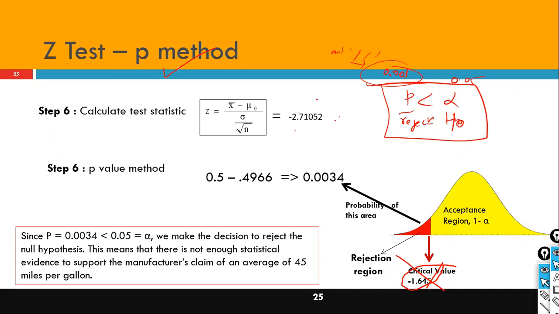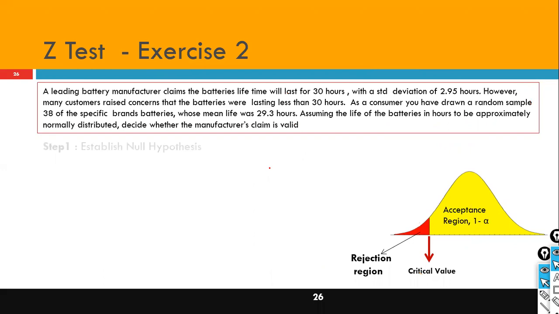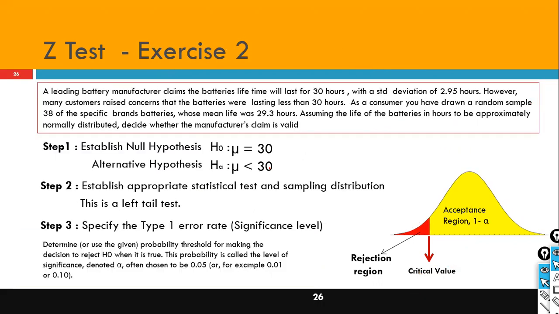Here, look here, this is my z value, minus 2.71. So how can I obtain the p-value, since it is a left tail test? If you divide the normal distribution in the middle, on the left side it is 0.5 and on the right side it is 0.5. The total area under the curve is 1. Since we are conducting a left tail test, it is 0.5 minus this value, 0.496, which is how I arrived at minus 2.71.